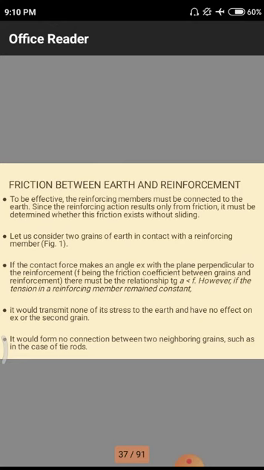between these parts. Let us consider two grains of earth in contact with a reinforcing member. That means two grains, small particles, we have to collect and observe what the friction is between those two particles, and at which angle they get the maximum friction. So we have to observe that by a laboratory method.